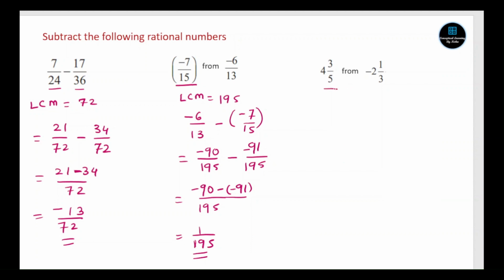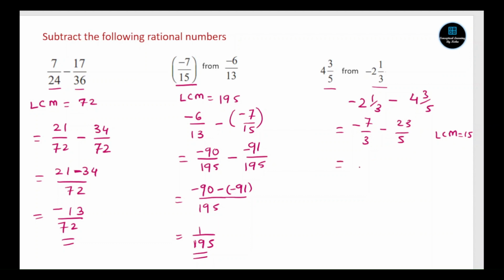Now we have to subtract this from this. So first of all, I'll write minus 1 over 3, subtract 4 3 over 5. Now convert the mixed number into improper. So what do we get? Negative sign, okay. We have to put 3 2s are 6, 6 plus 1, 7 over 3 minus 23 over 5. LCM is 15.